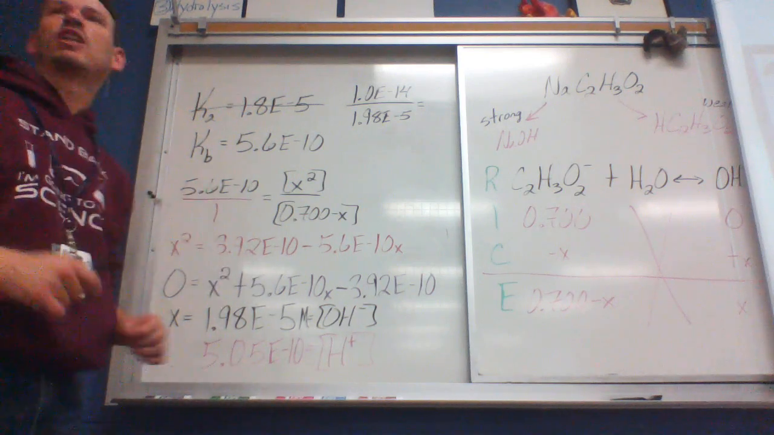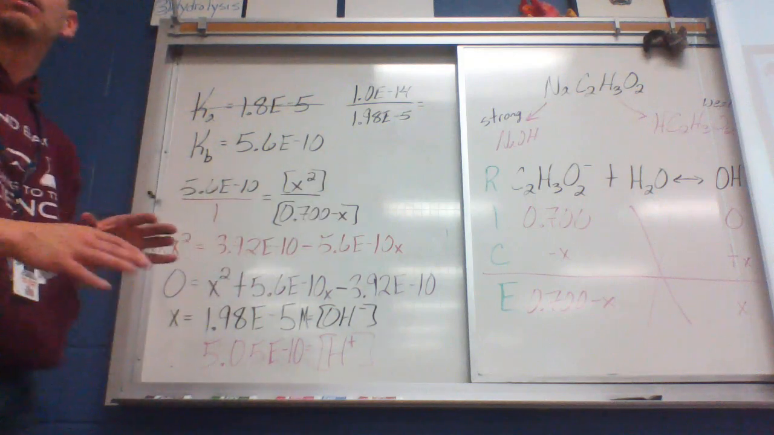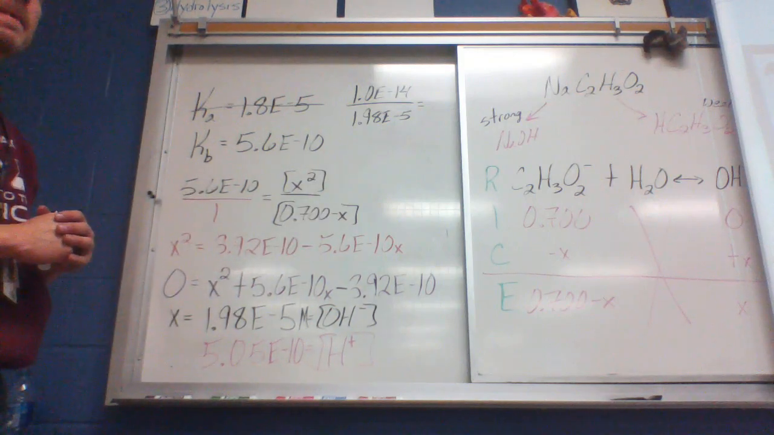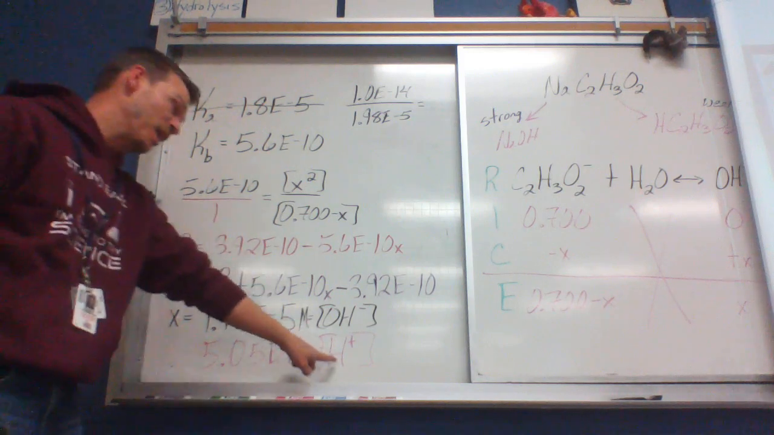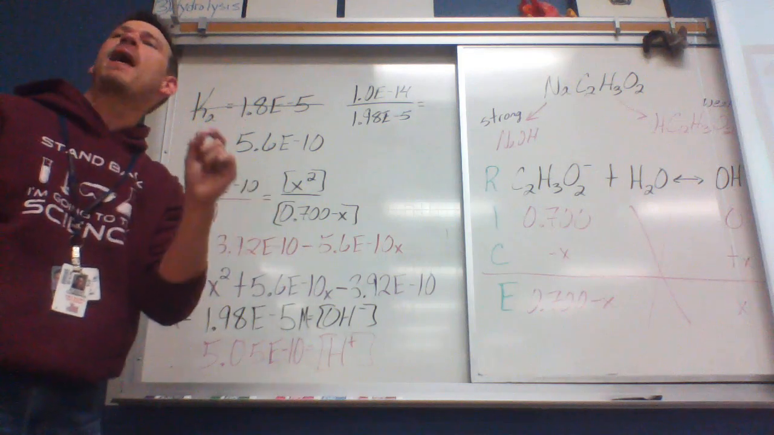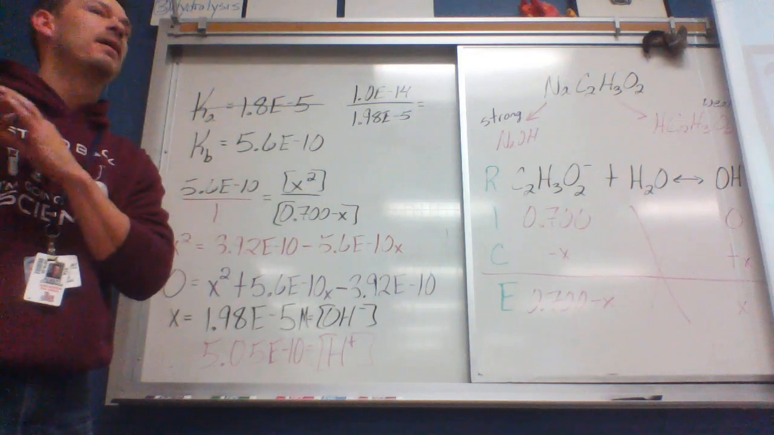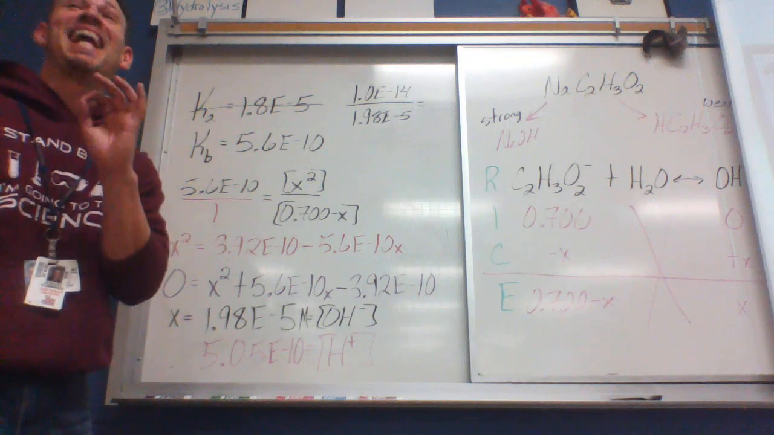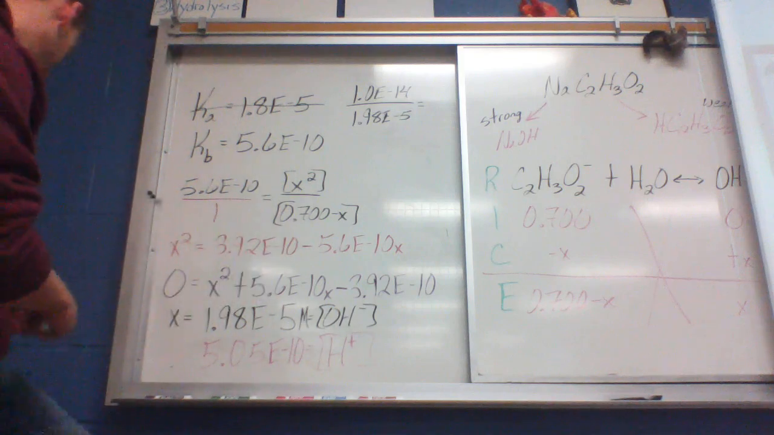Because the 5.6 is a constant value. Ka and Kb are constant values that don't dictate sig figs. So that would be 5.05 E, no, that's the H plus concentration. How do you find pH from an H plus concentration? Negative log. Negative log of a molarity is pH.